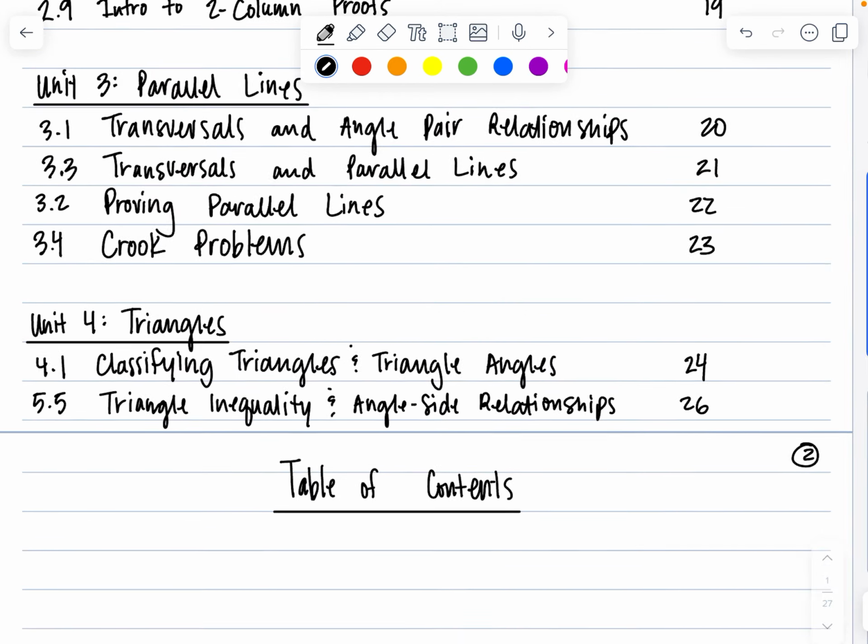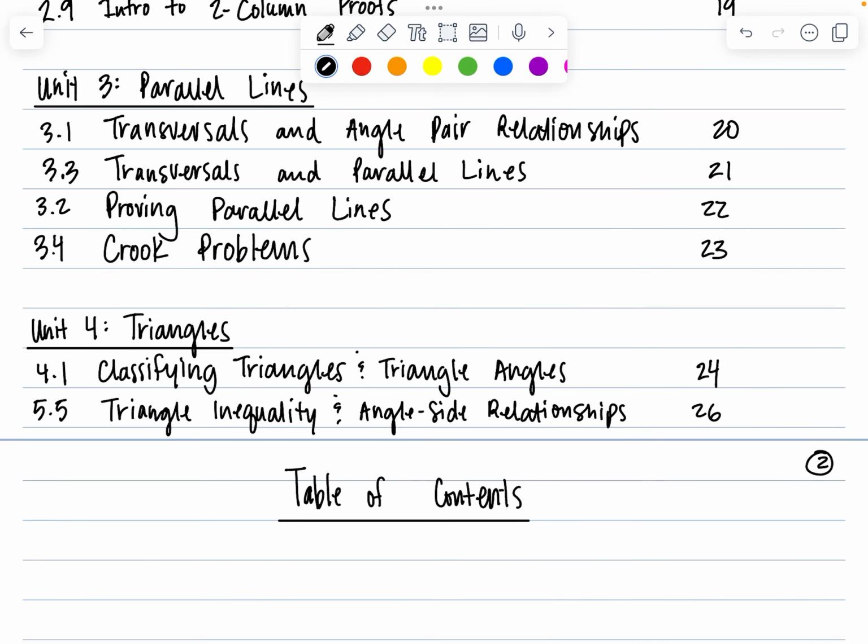Hello and welcome to our next section in our unit for triangles. I know this is 5.5, but that's because in our book, that is where this section is actually found: triangle inequality and angle side relationships. This one is not in 5.5, actually it could be, but I'm kind of just throwing that in there. So let's jump to it.